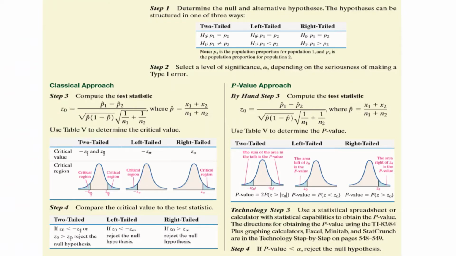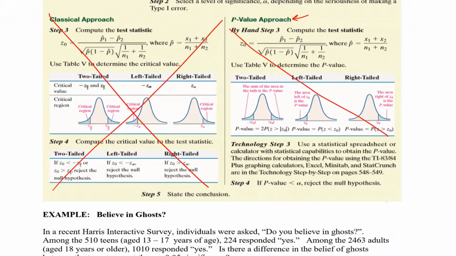Step 1, determine the null and alternative hypothesis. This is your typical left-tailed, right-tailed, two-tailed structure. Step 2 is the textbook step. Decide on a level of significance alpha. Step 3, for our class, we are not going to be using this classical approach. We are going to exclusively be using the p-value approach, and we will rely on StatCrunch to get us the p-value. Step 4, if the p is low, the null must go. And then step 5, state your conclusion.